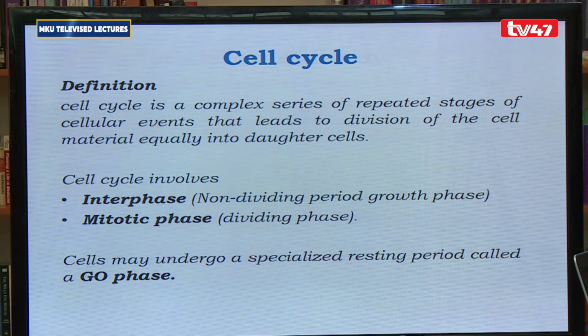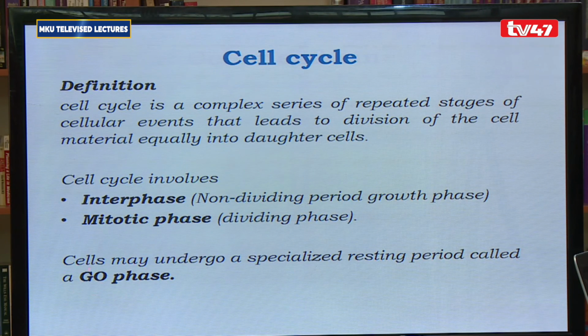So some cells undergo a specialized resting period, which we call the G0 phase. Now this cell is neither growing nor dividing. So we call it a G0 phase, where the cell is dormant and performing its normal functions, but it is not undergoing the cell cycle.